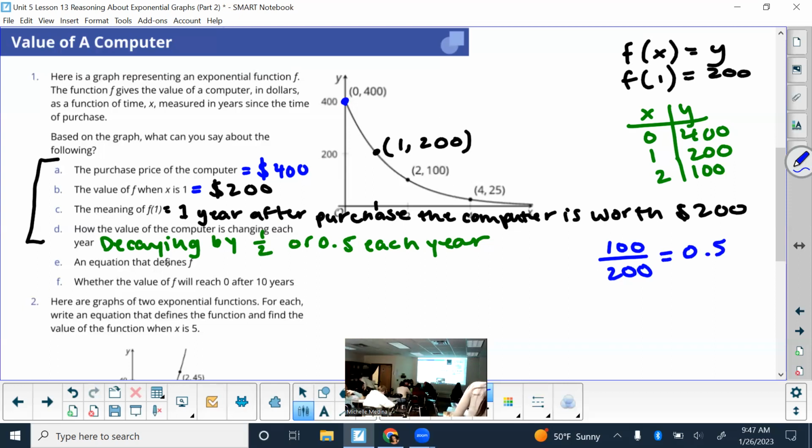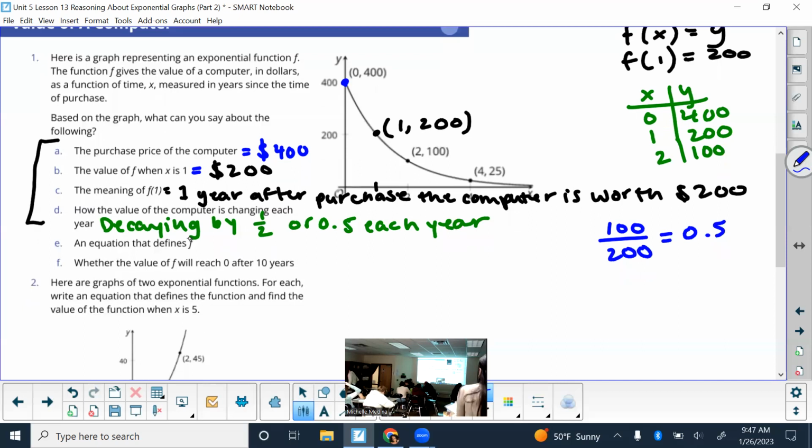All right, now that we've answered those two, or that chunk, answer the last two. So make an equation that defines that function. So practicing making equations from graphs, and find the value of f after 10 years. Will it reach 0? So figure that out with your groups. I'll give you a minute.